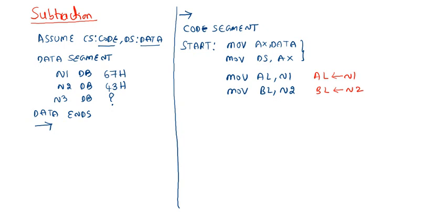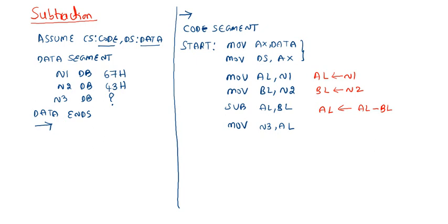Now you can use the subtraction instruction, that is SUB AL, BL, and what will happen? BL will be subtracted from AL and the resultant will be stored back to AL. Then you need to replace this question mark with the result, MOV N3, AL. So by this instruction, the N3 content will become the AL content, whatever the updated result.